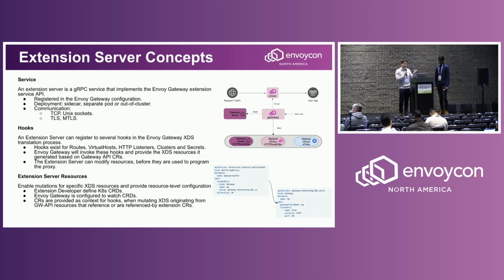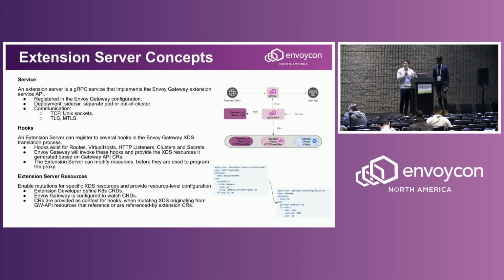These resources are essentially Kubernetes CRDs defined by the extension developer. Envoy Gateway is configured to watch these CRDs, and when Envoy Gateway invokes an extension server hook and passes along an XDS resource that is translated from a Gateway API resource that is attached to an extension resource, that extension resource is provided as context.